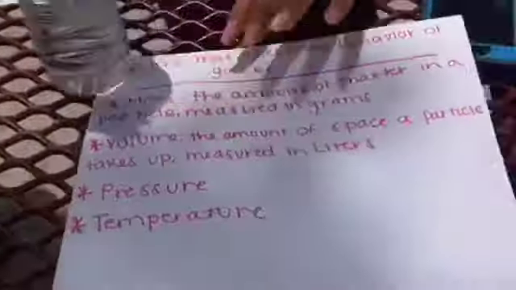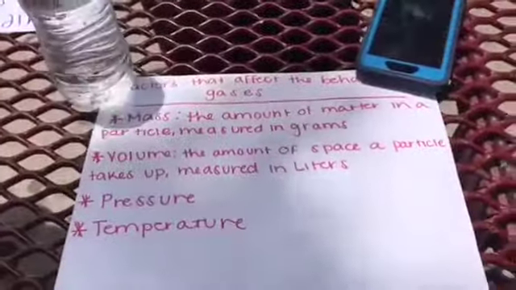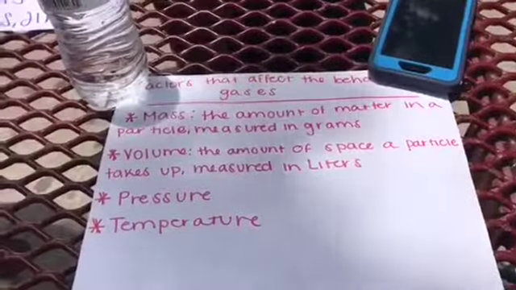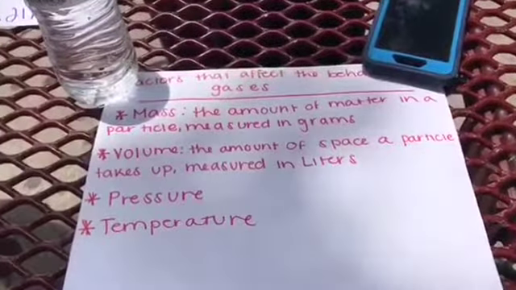And the last thing you'll need to know about the kinetic molecular theory is the factors that affect the behavior of gases. So let's make sure this doesn't fly away. So there's 4 factors that affect it. It's mass, volume, pressure, and temperature.